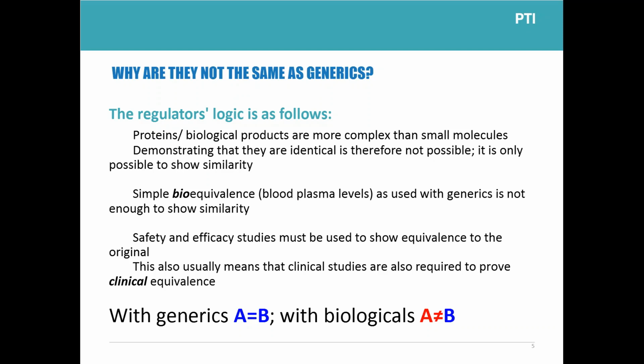There's clinical effects and safety and efficacy studies. These are not normally required with small molecule generics. Bioequivalence or bioavailability of the product in the blood is considered a sufficient test to prove similarity or rather equivalence to the original product. Whilst with generics, it is possible to show that A absolutely is equal to B. With biologicals, as we've seen, it's a much more complex affair. Biologicals are generally not identically equivalent to B. A will not be identically equivalent to B, and so we have variations, but similarity is what is being called for.